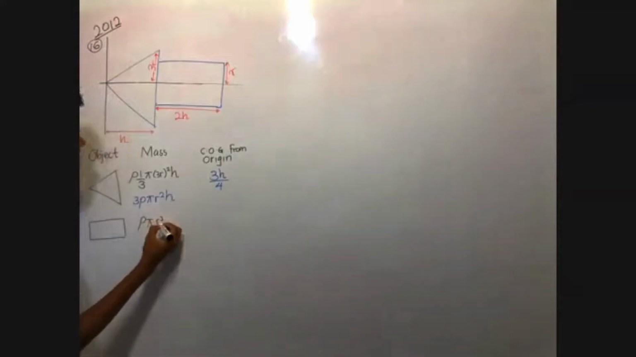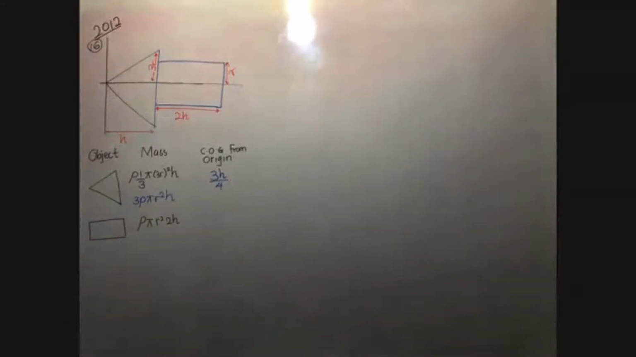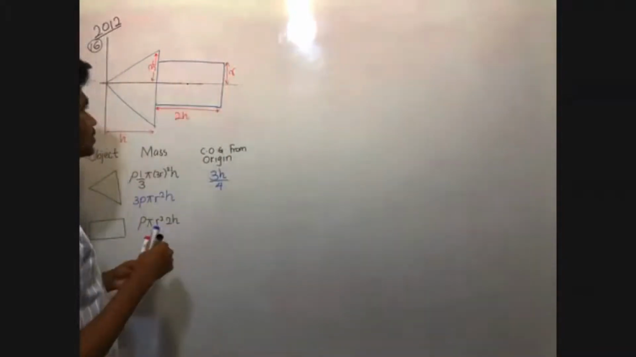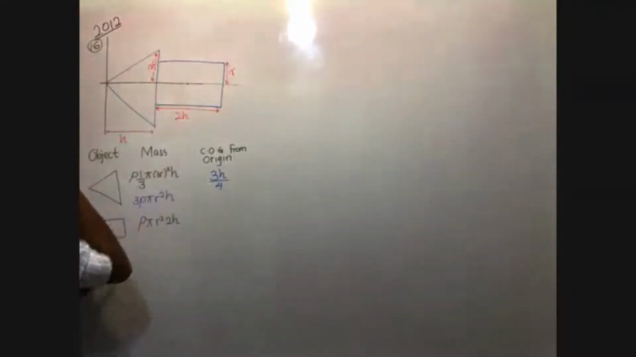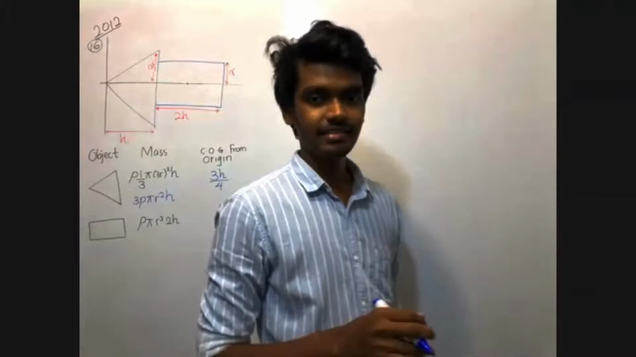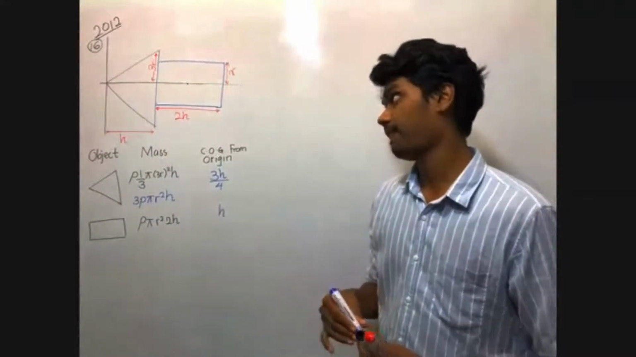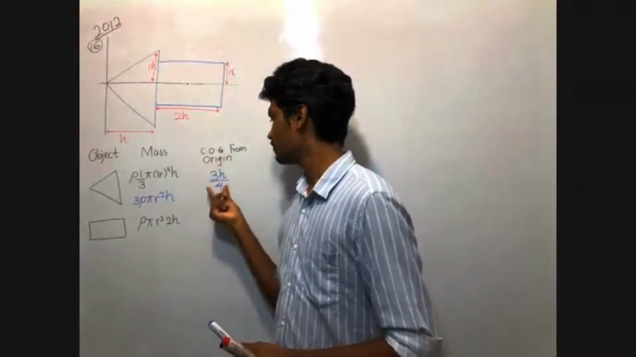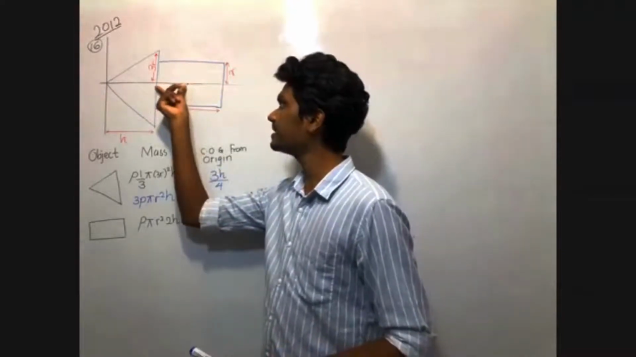The density is rho, the volume is pi r squared h, with radius r and height 2h. So where is the center? The center is here. This is 2h, so the center of gravity is at h. Is it correct? This is 2h, so the center of gravity of the cylinder is at h.